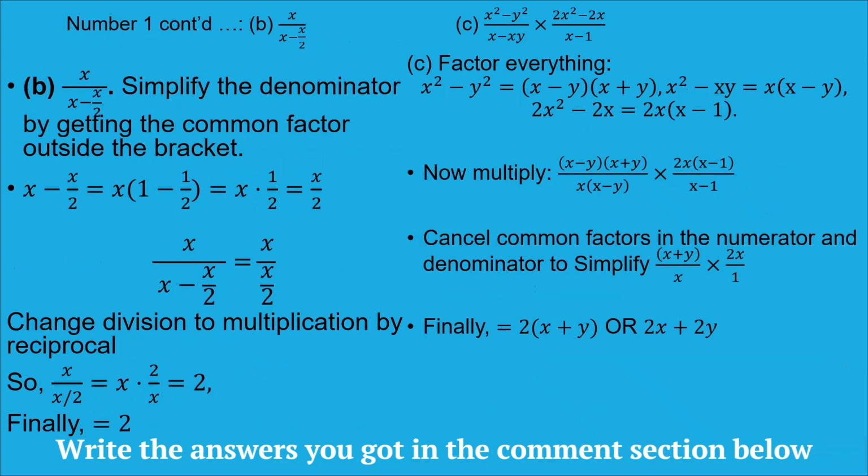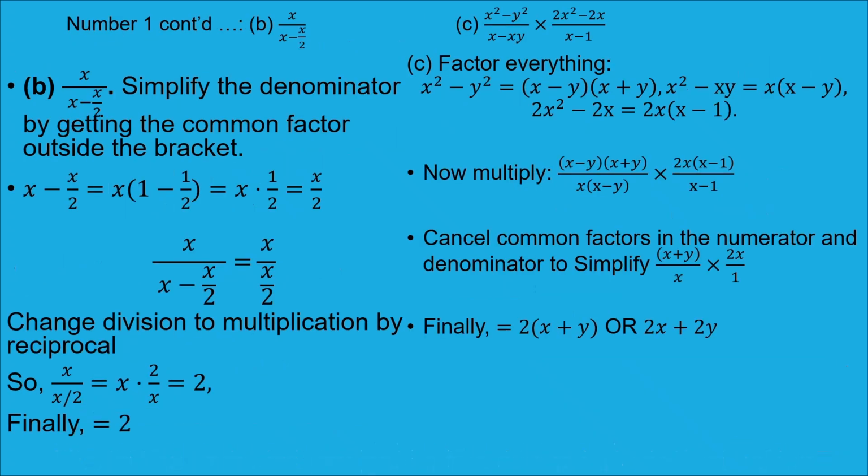In part B as shown, you first simplify the denominator by getting the common factor x outside the bracket. Then you get x into 1 minus a half, which gives x times a half, which gives x over 2. Then the original fraction becomes x over 2, and you change the division to multiplication by the reciprocal, and you have x times 2 over x, and that gives 2 finally.